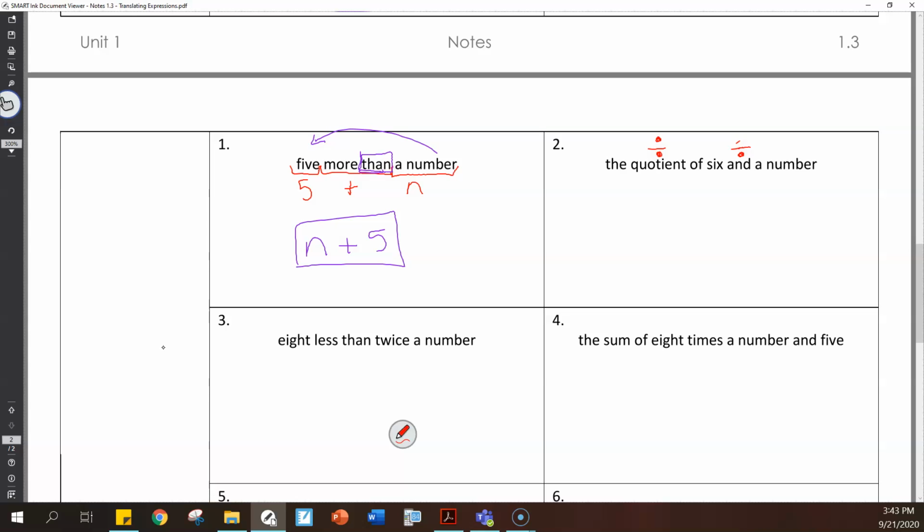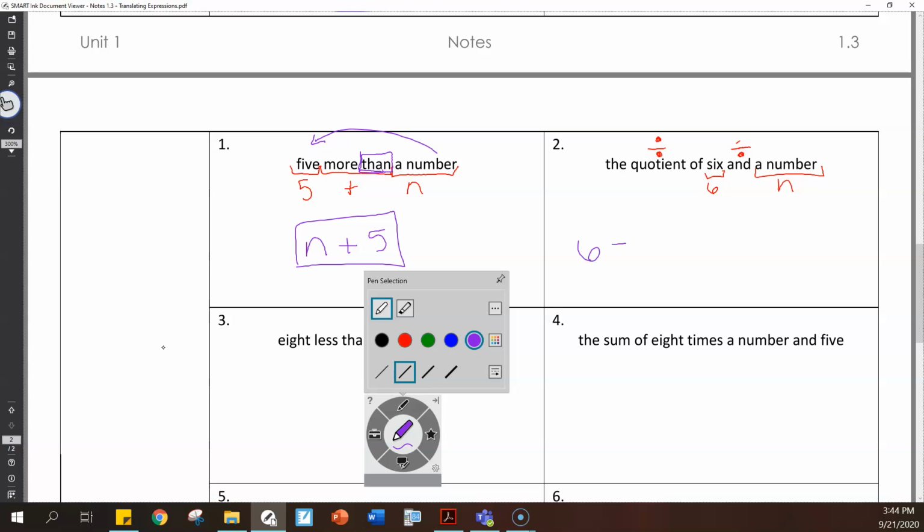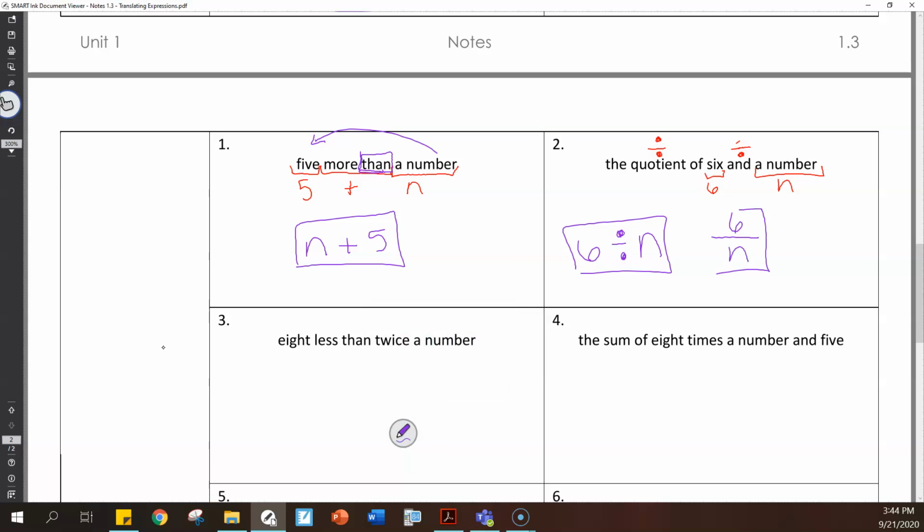Okay. So the quotient of 6 and a number. I want to divide 6 divided by n. So I can write that very straightforward as 6 divided by n. That's perfectly fine. You may also see this written as a fraction of 6 over n, or 6 divided by n there. Either of these is correct.